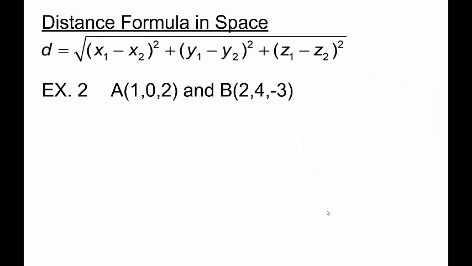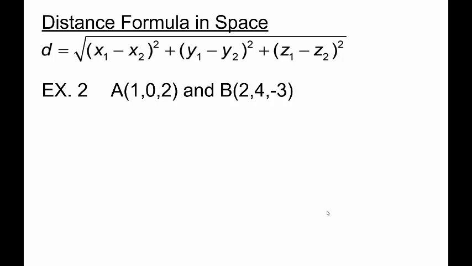Okay, next we're going to be finding the distance in space. So if I have 2 points floating out in space somewhere, I want to find the distance between them, I'm going to use the distance formula. This distance formula looks a lot like the previous distance formula, it just adds in another z component here. So the distance is the square root of x1 minus x2 all squared plus y1 minus y2 all squared plus z1 minus z2 all squared.